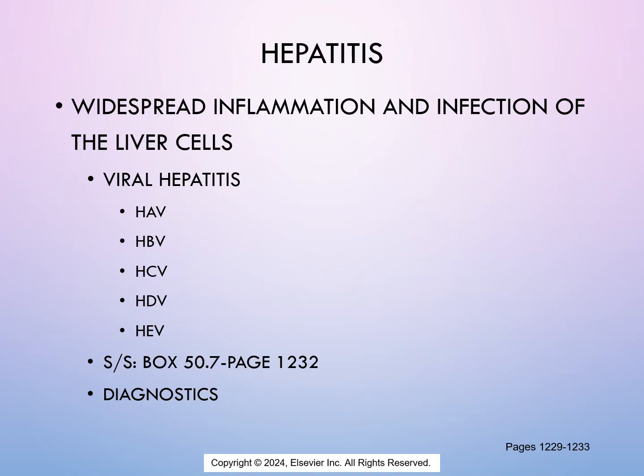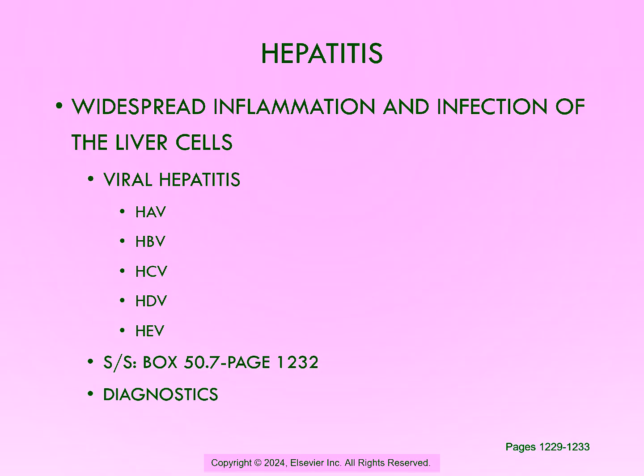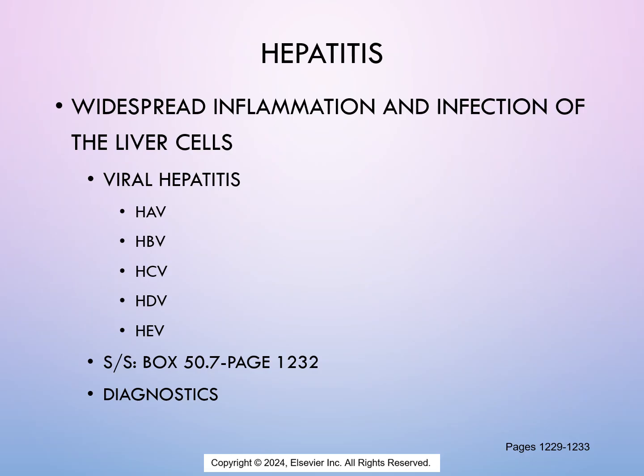Next, we have hepatitis, and I'm sure everyone has heard of hepatitis at least once. Most of us have gotten our hepatitis B vaccine. But what is it? So hepatitis is a widespread inflammation and infection of the liver cells, and viral hepatitis is the most common and can be acute or chronic. It's less commonly caused by chemicals, drugs, and herbs. And we are going to focus on those caused by viruses, which include hepatitis A, B, C, D, and E.